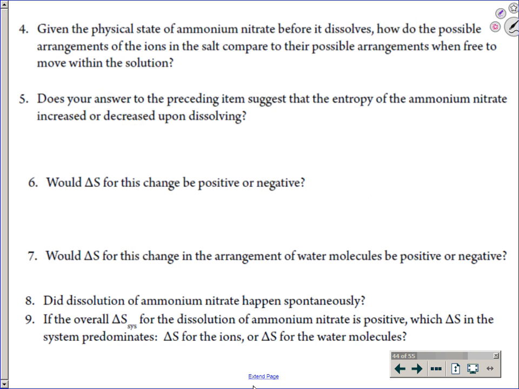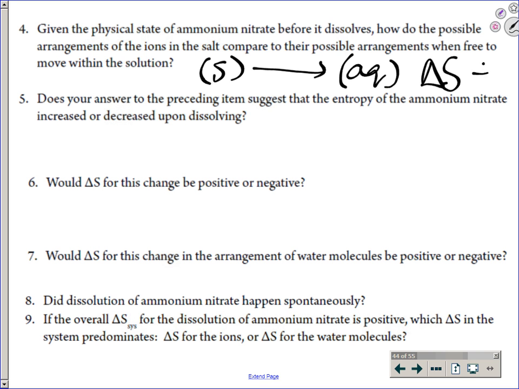Okay, so the physical state, number 4, what basically happened as the ammonium nitrate dissolved? Did entropy go up or down? Increase. Yeah, it went up because you went from a solid form to an aqueous form. Aqueous is getting crazy, right? So this delta S should be positive or negative. Definitely increase, meaning positive. That's this one. That's increase. That's positive.